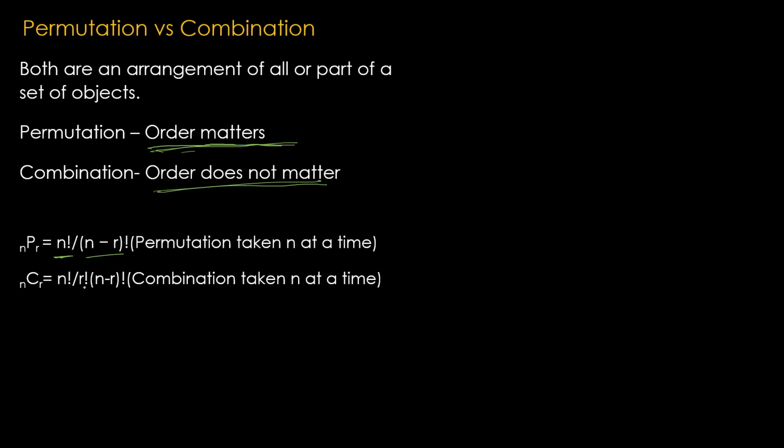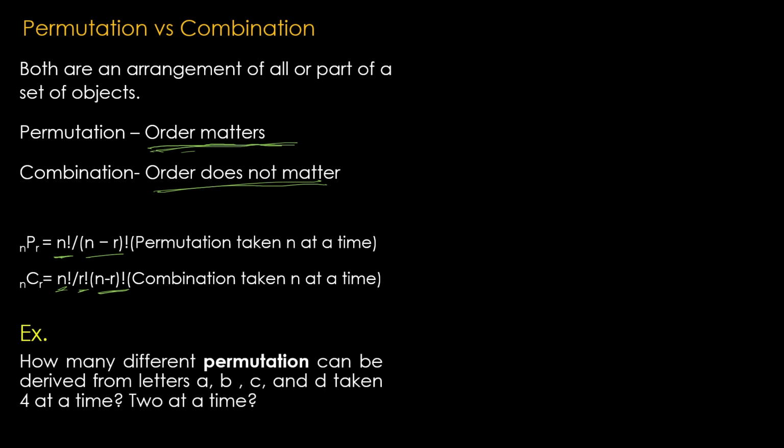And for the combination, this is the formula right here. N factorial divided by r factorial multiplied by n minus r factorial. Okay. So, the difference between a permutation and combination can be expressed through this example. How many different permutations can be derived from the letters A, B, C, and D taken 4 at a time? Meaning, we take four letters at a time. So, four at a time.